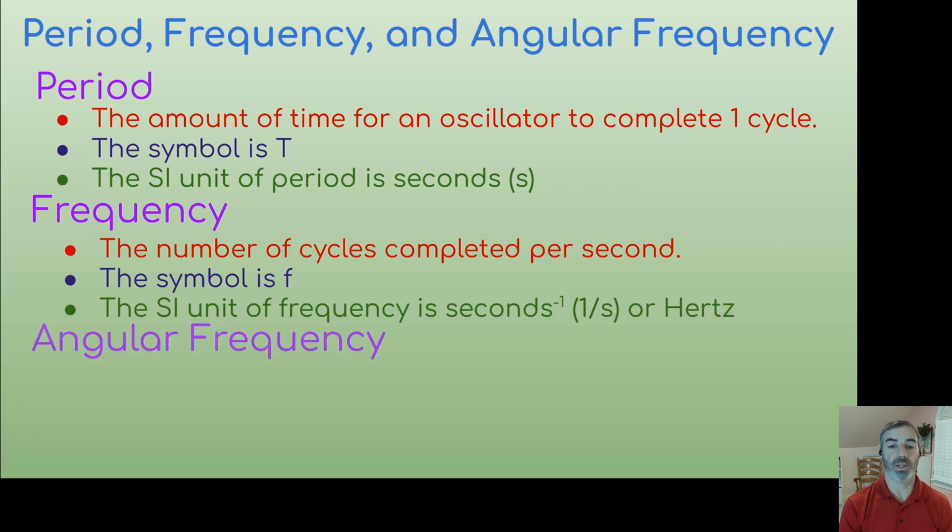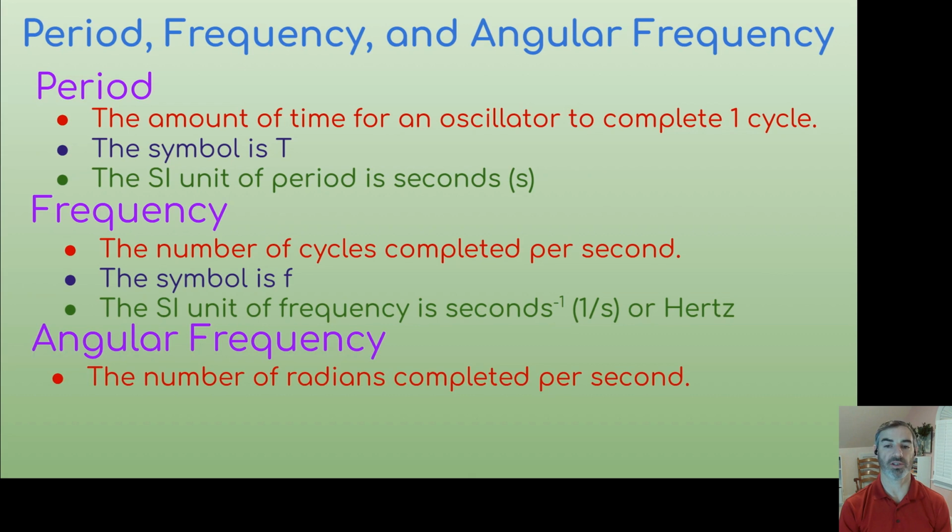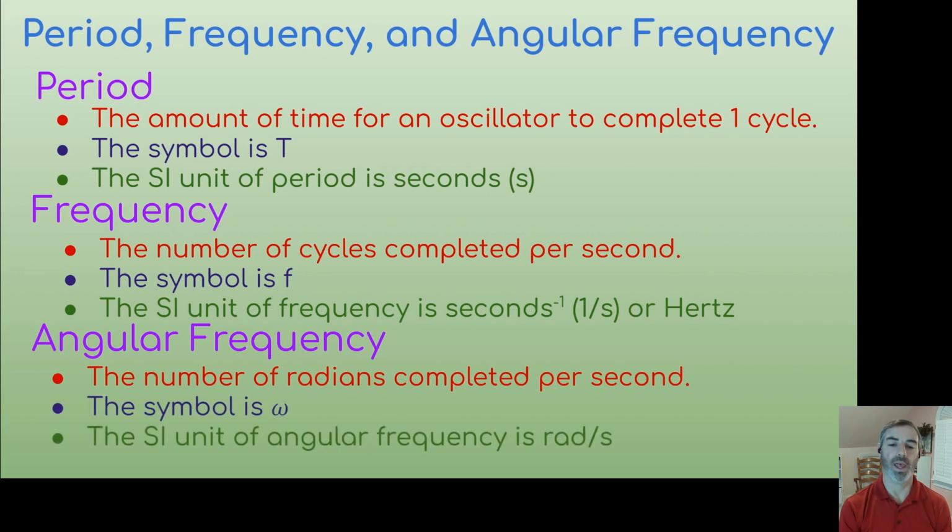Now the angular frequency is the number of radians completed per second. Remember our horizontal oscillator as moving up and down. We also had the circular motion, so it mimics the circular motion of something that's moving at a constant speed. The symbol is the Greek letter omega, and the SI unit for angular frequency is radians per second. And note that 1 hertz is equal to 2 pi radians per second. So angular frequency and frequency are not the same thing. They don't have the same unit of measurement, because 1 hertz is equal to 2 pi radians per second. So let's delve into angular frequency a little bit further.